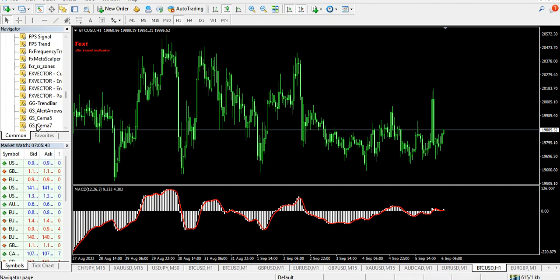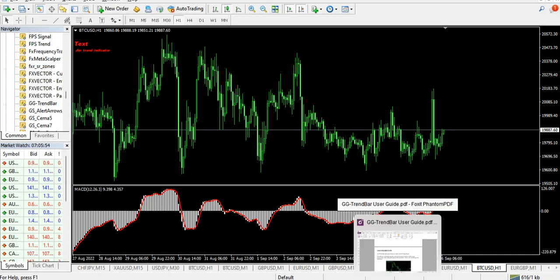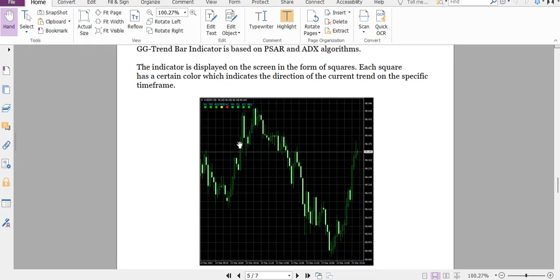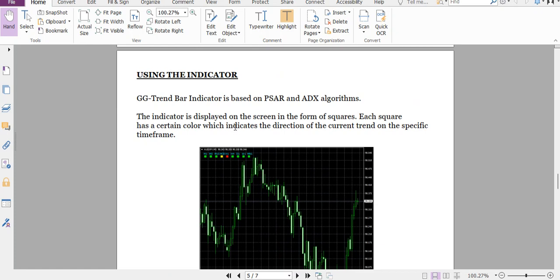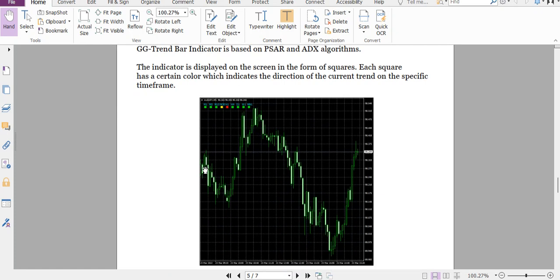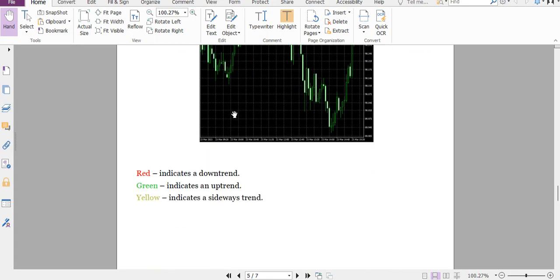Okay, you can use this indicator on all time frames from 1 minute to monthly and on all pairs. We come back to our PDF. For using the indicator, you will see it on the chart like this picture. In the top left side, you will see several squares. These squares have three colors: green, yellow, and red. What do these colors mean?